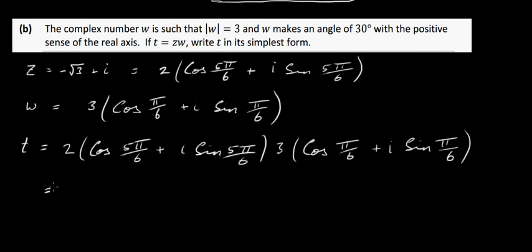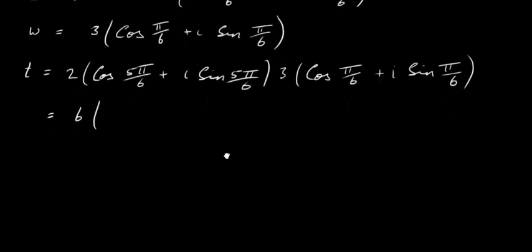Okay, so let's do that. Well, 2 times 3 will just give me 6. Now we've got to multiply these two complex numbers in polar form. And you may remember, to multiply complex numbers in polar form, what you've got to do is add the angles.